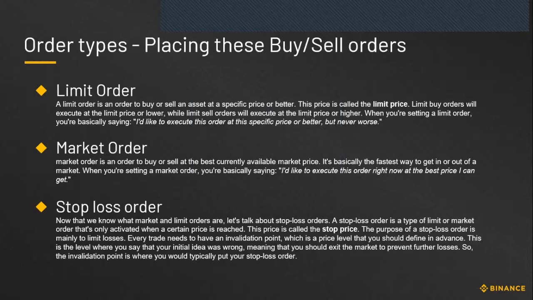This price is called the limit price. Limit buy orders will execute at the limit price or lower, while limit sell orders will execute at the limit price or higher. Like I said, when you are setting a limit order, you are basically saying, I'd like to execute this order at this specific price or a better price. Something better, but never worse. In this scenario, it's not something worse. It's for you to make more profit.